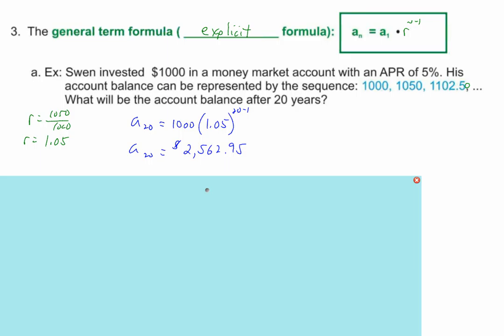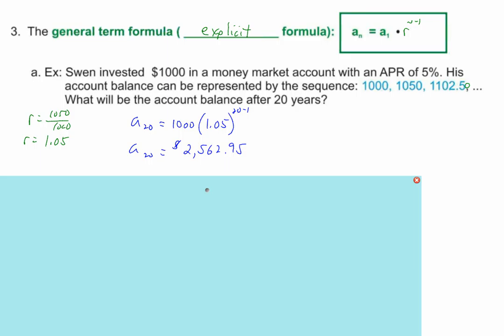Okay, so did you get 1.05 for r? Remember growth factor and things like that? We've got a positive value there of the base, so this thing is going to grow. Just take the previous 1,050 divided by the 1,000, and get 1.05. And then it's just going to be 1,000 times 1.05 to the 20 minus 1, or 19th. $2,562.95 for Sven.